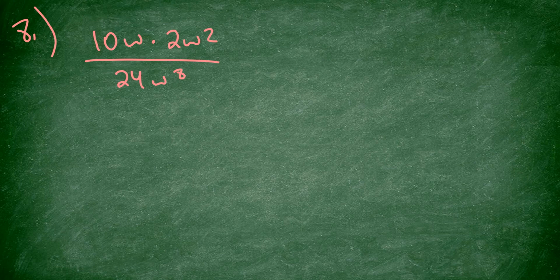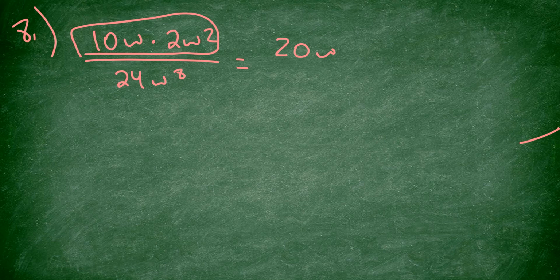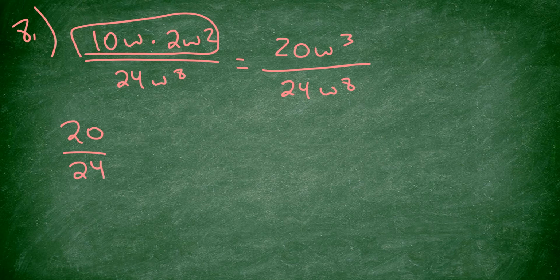Alright, so number 8, there's a bunch of different ways to do this. What I'm going to do first is I'm just going to focus on the top. I'm going to turn that into 20w to the third all over 24w^8. So now I'm going to break this up into 20 over 24, which is just a fraction, times w cubed over w^8. Now w cubed over w^8 turns into w to the negative fifth.